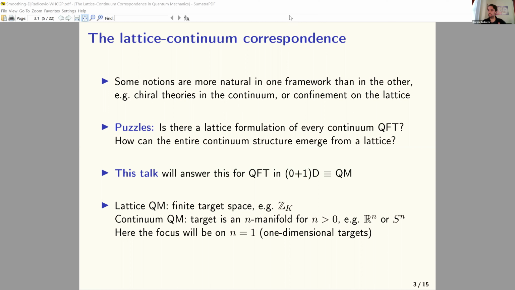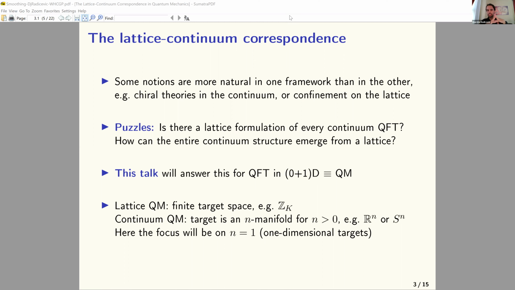So let me clarify. When I talk about lattice quantum mechanics, what I mean is that I just have a finite dimensional Hilbert space. Another way to say it is that the target space on which my quantum particle moves is finite. So for instance, it can be Z_k, which is of course the cyclic group of order k in the physicist notation. And conversely, when I talk about continuum quantum mechanics, I will mean the quantum mechanics of a particle moving on some n-dimensional manifold. So for instance, R^n or an n-sphere or something like that.